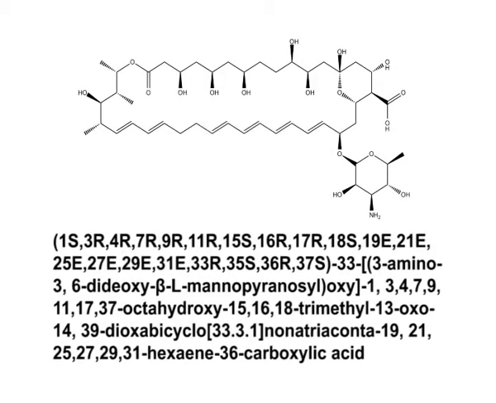This is the chemical structure of that drug: 1S, 3R, 4R, 7R, 9R, 11R, 15S, 16R, 17R, 18S, 19E, 21E, 25E, 27E, 29E, 31E, 33R, 35S, 36R, 37S, 33-(3-amino-3,6-dideoxy-beta-L-mannopyranosyl)oxy-1,3,4,7,9,11,17,37-octahydroxy-15,16,18-trimethyl-13-oxo-14,39-dioxabicyclo[33.3.1]nonatriaconta-19,21,25,27,29,31-hexaene-36-carboxylic acid.